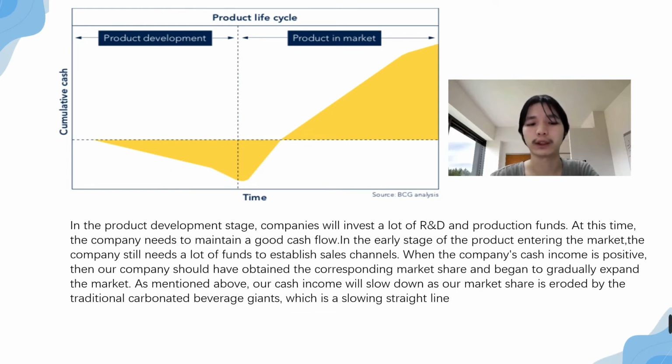When the company's cash income is positive, our company should have obtained the corresponding market share and begin to gradually expand the market. As mentioned above, our cash income will slow down as our market share is eroded by the traditional carbonated beverage giants, which is a slowing straight line.